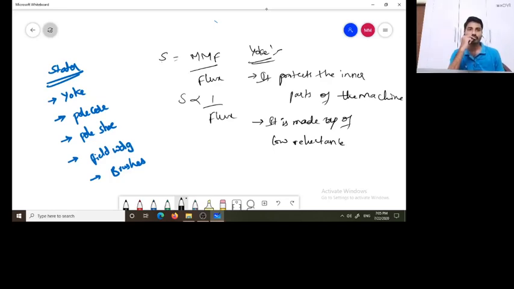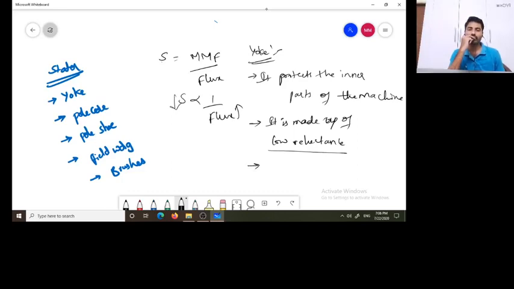So the yoke is made up of a low reluctance material. If there is low reluctance, the flux is high. Suppose low reluctance means S is low; if S is low, flux is high. So in order to produce more flux near the poles, the yoke is made up of a low reluctance material.